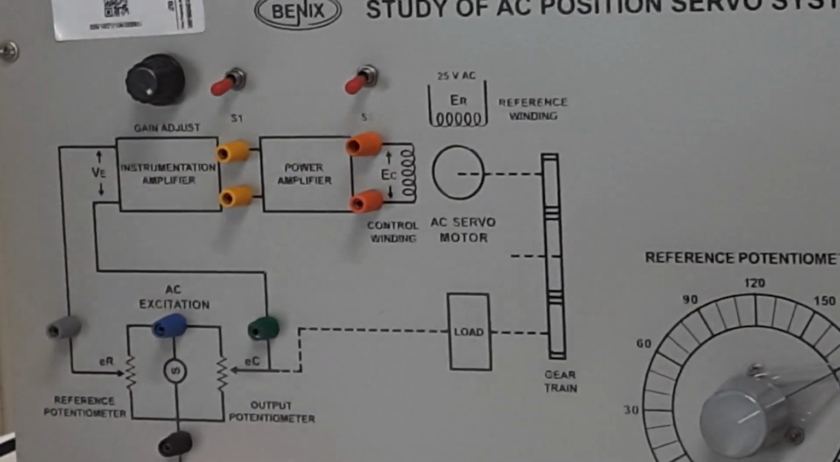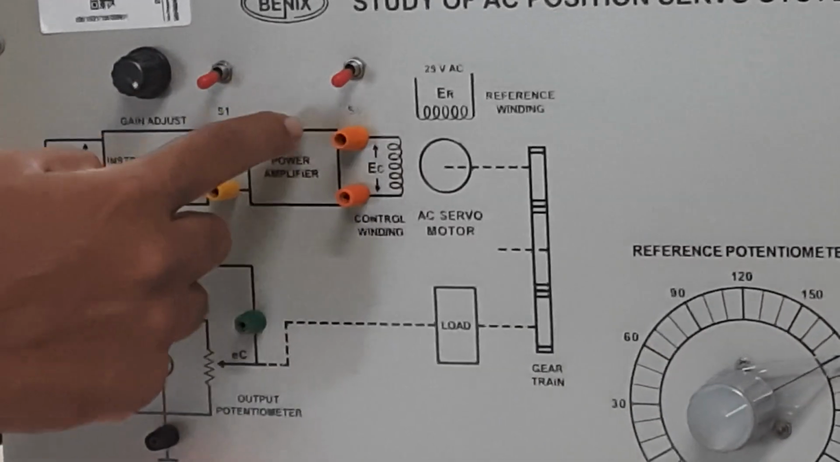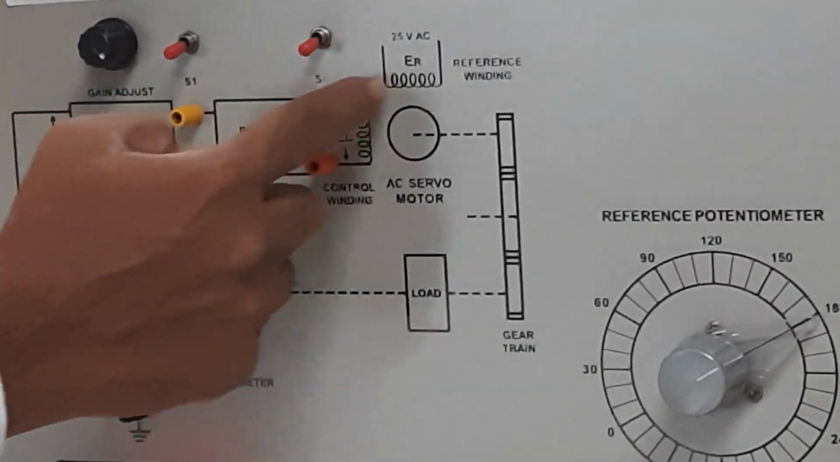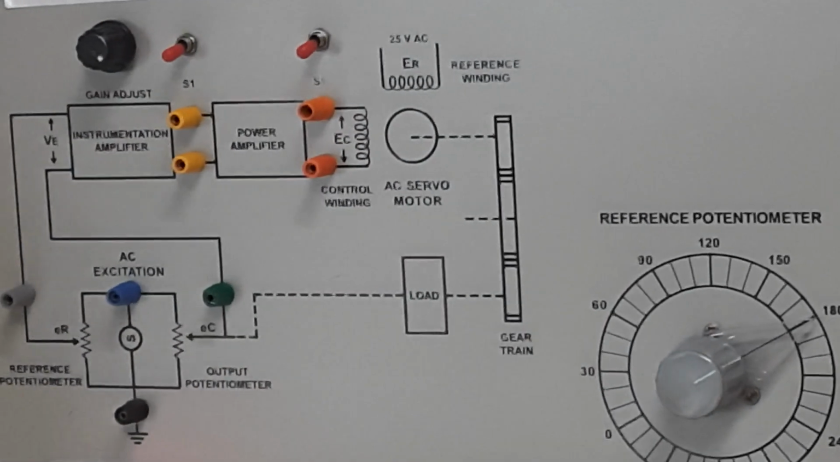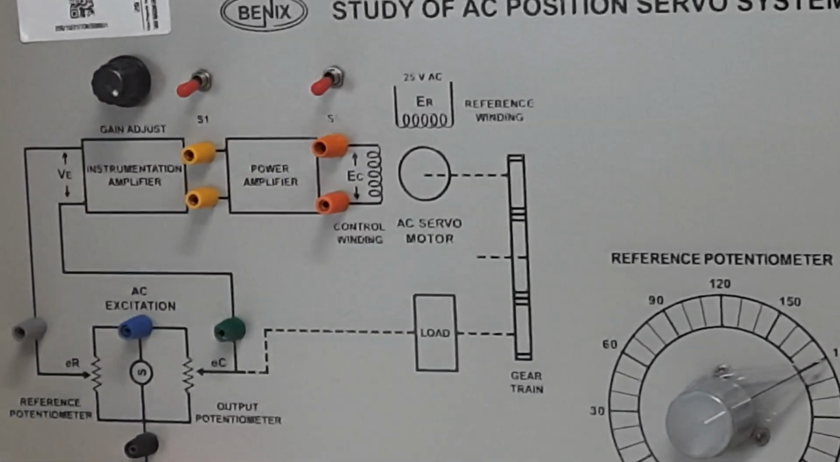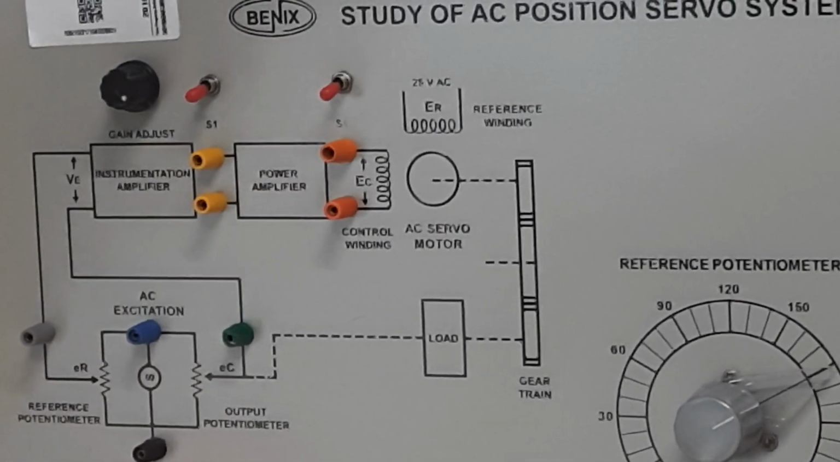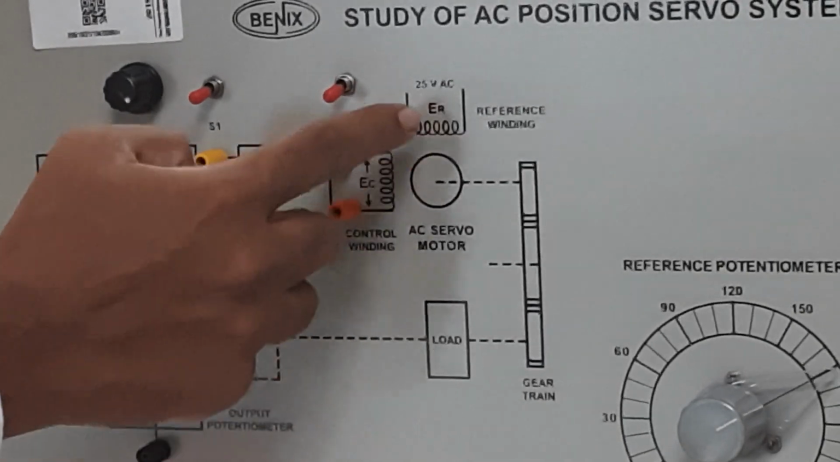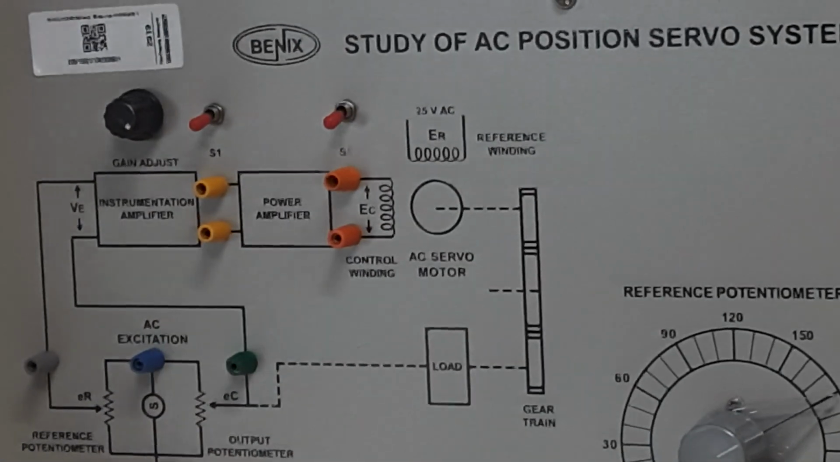Once I switch on this AC servo motor, current will start flowing into your control winding and a flux will be generated. Will the motor start to rotate? It will not rotate. It rotates only because you need two fluxes for your motor to revolve. One is your control winding flux and the other is your reference winding flux.